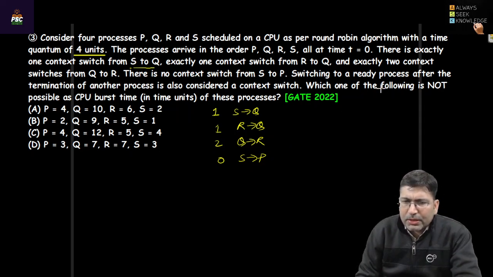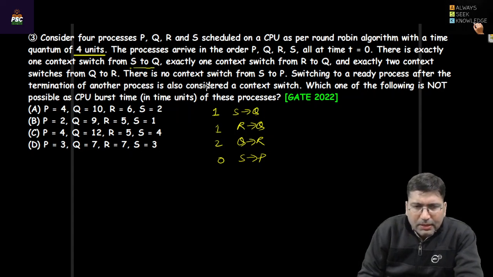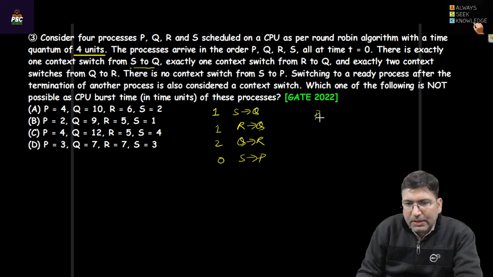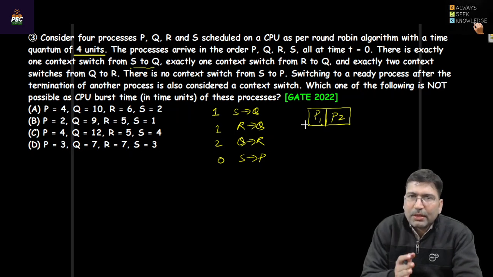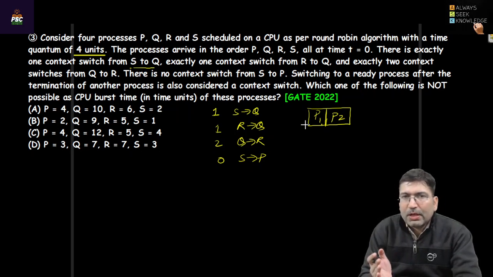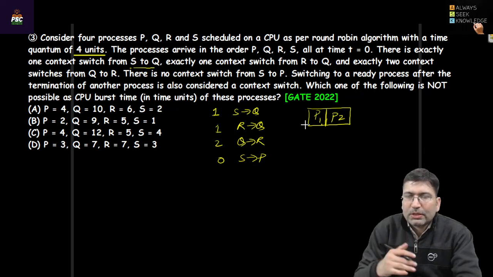And what is the meaning of context switch? When one process is executing and another is coming, that is also considered a context switch. So let's say P1 was executing and it is terminating and P2 starts here. This we also consider as a context switch. So when P1 terminates and after P1, P2 starts, this moment is also considered a context switch. Please do remember.